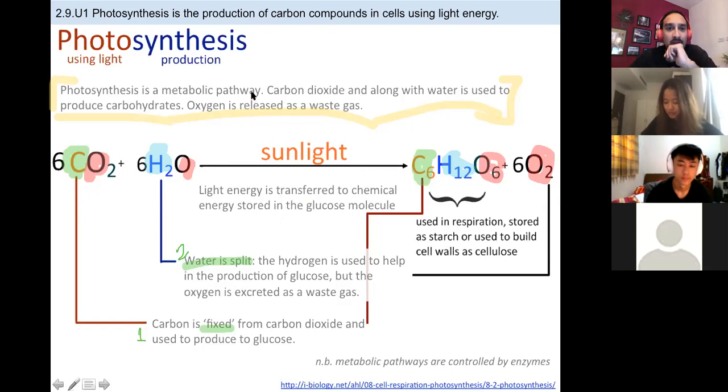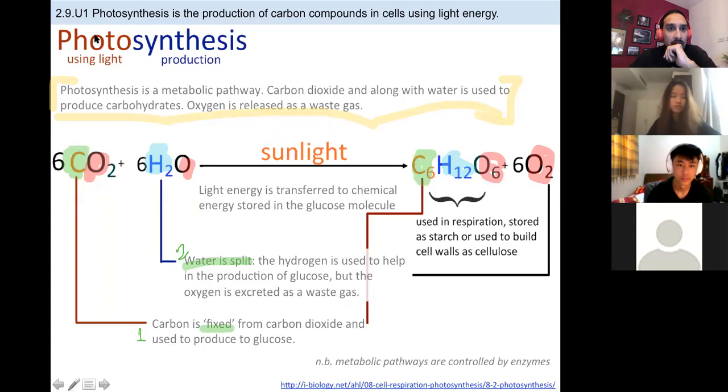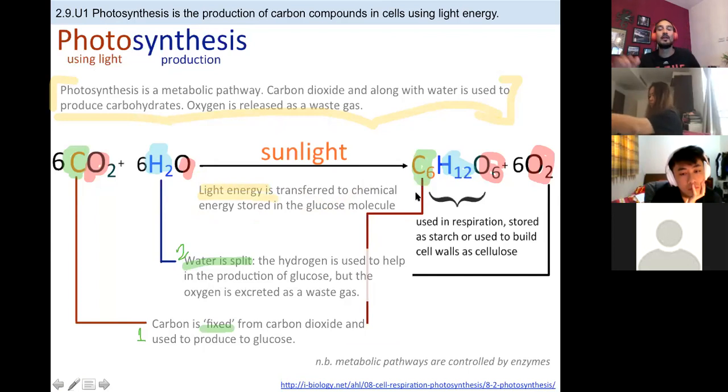Okay, what do we need to make this all happen? We need light energy. If we don't have the light energy, none of this is possible.